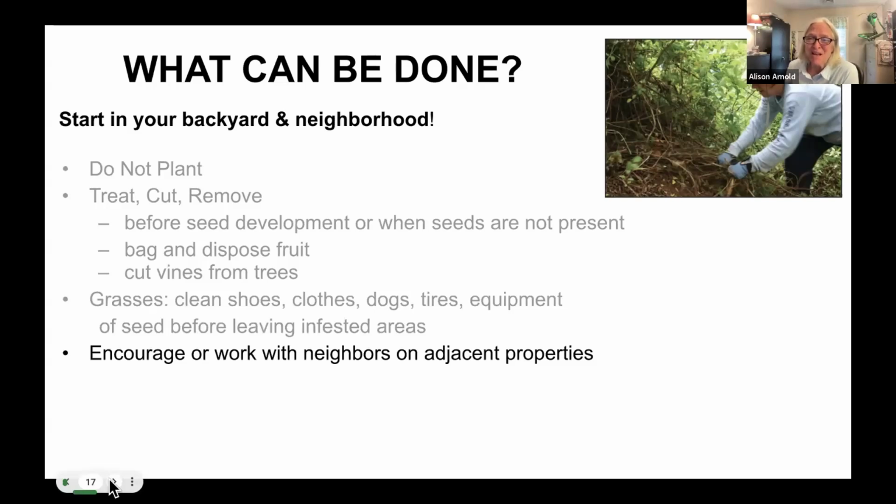Another important thing is that we want to encourage or work with neighbors on adjacent properties. This is probably more realistic in smaller areas in town. We get calls here at the office where people have worked very diligently on their own properties, but next door or down the street, there's kudzu, bittersweet, privet, some of the big guns nearby. Whatever we can do to help our neighbors learn and also control those plants is important.